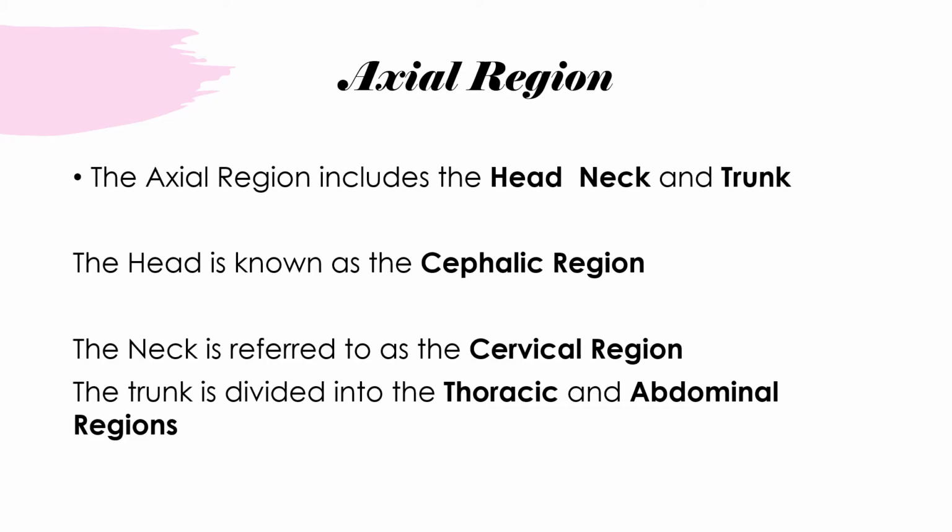First, we're going to speak about the axial region. The axial region includes the head, neck, and trunk. The head is known as the cephalic region. The neck is referred to as the cervical region, and the trunk is divided into the thoracic and abdominal regions.